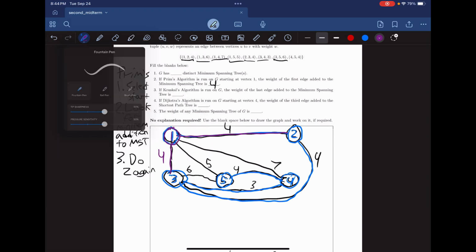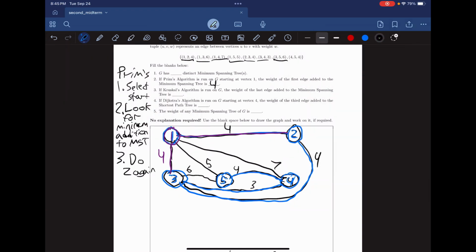In this scenario, we only have that one minimum spanning tree, and so therefore G has one distinct minimum spanning tree. That's the answer to 1.